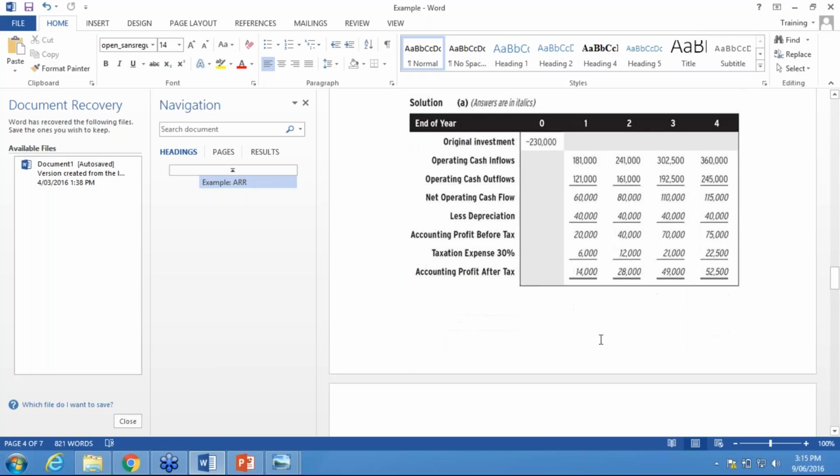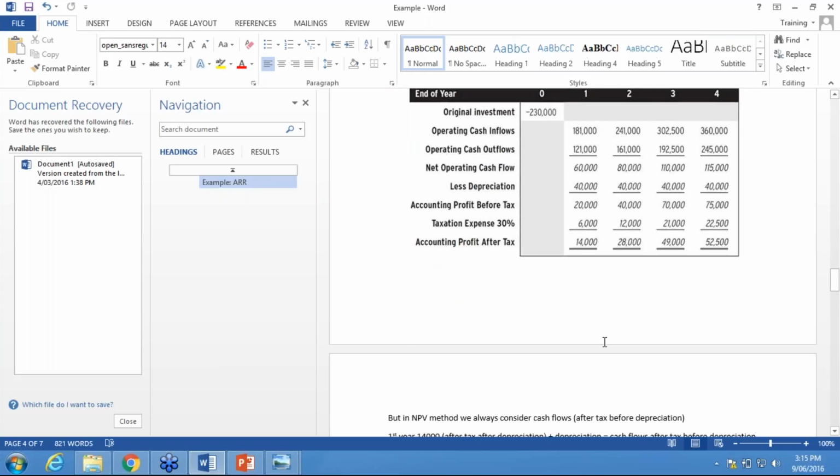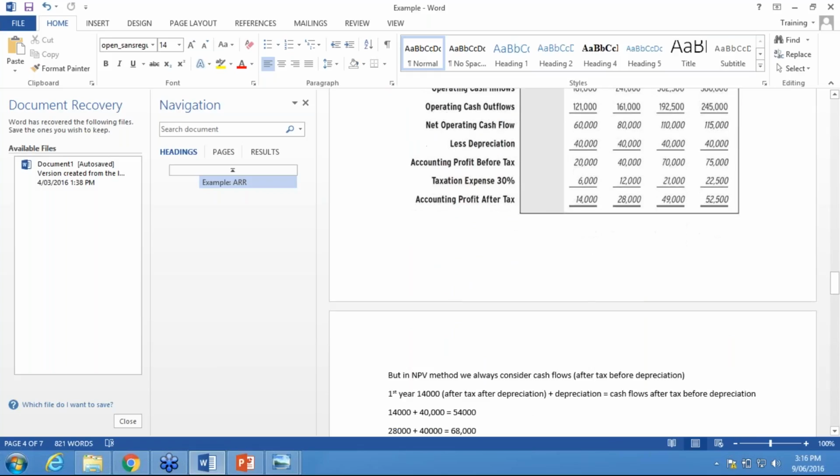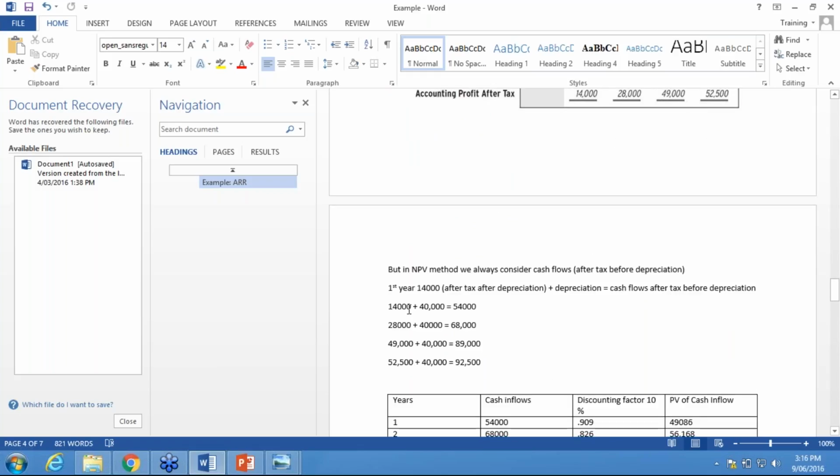But now we need figure after tax, before depreciation. What I will do, I will add depreciation in this figure again. Look, 14, 28, 49, 52,500. I'm adding depreciation again in this all year and I will get this figure. And this figure is known as cash inflows, that is after tax and before depreciation.